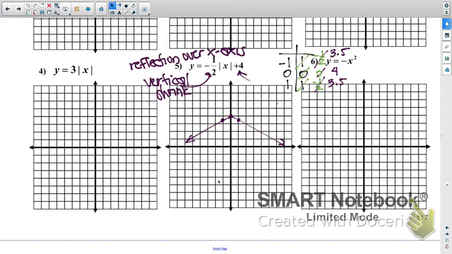You're doing stuff on the outside because anything on the outside affects the y's. Anything on the inside affects the x's. Technically here, is there anything on the inside? No. That's why nothing affected the x's.